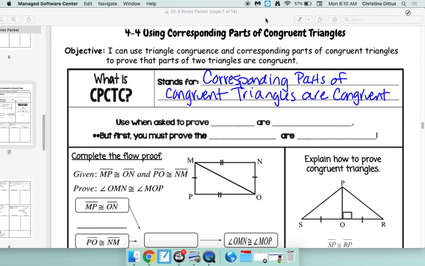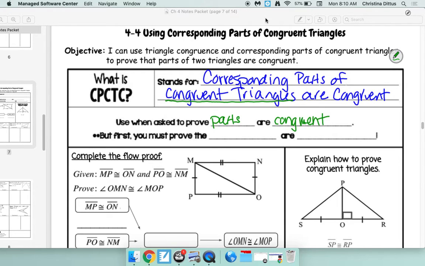So what it means is if you have congruent triangles, 4 ways to prove them: side, side, side, side, angle, side, angle, side, angle, and angle, angle, side. So if you have congruent triangles, the corresponding parts, so the parts that match, are also congruent, okay? So this is when you're asked to prove that parts are congruent. Parts are things like sides and angles.